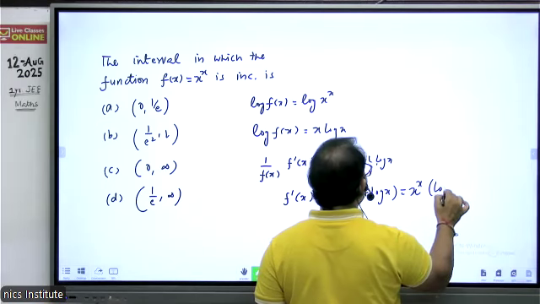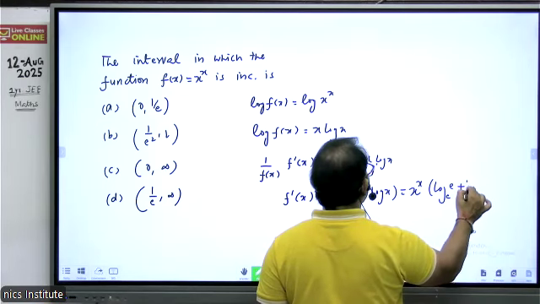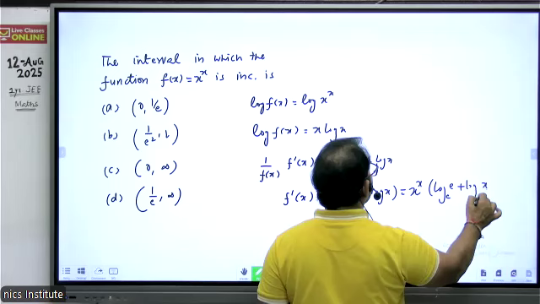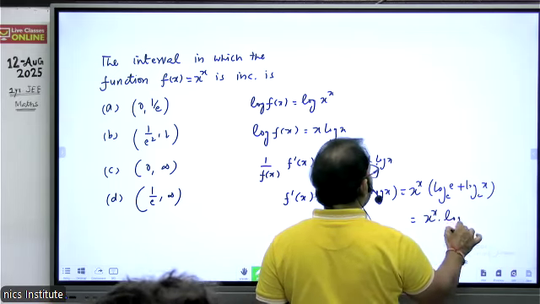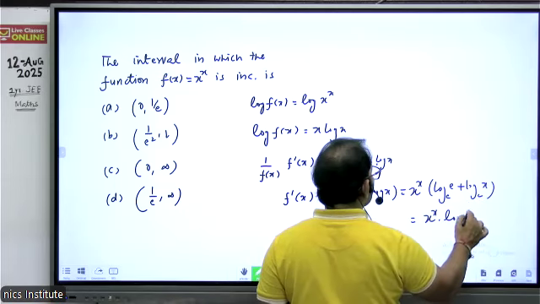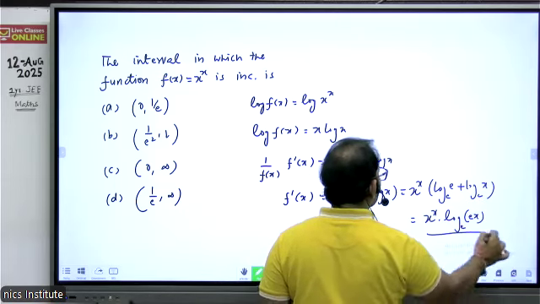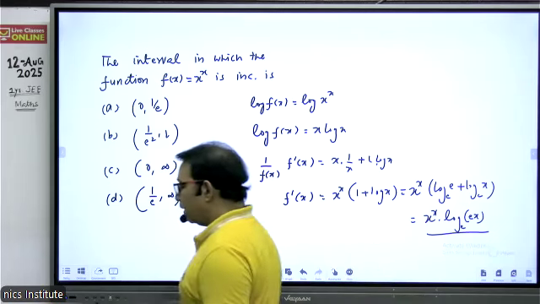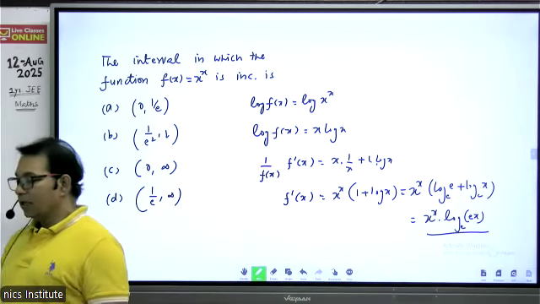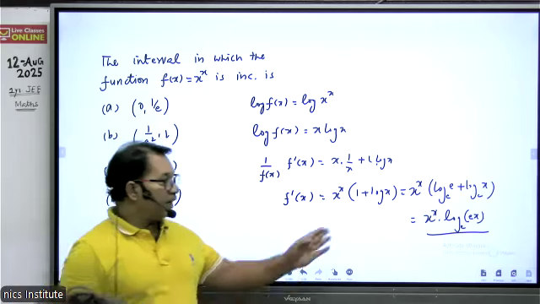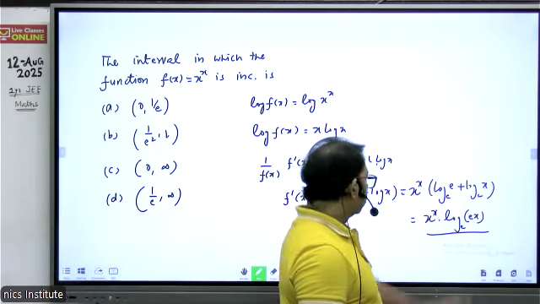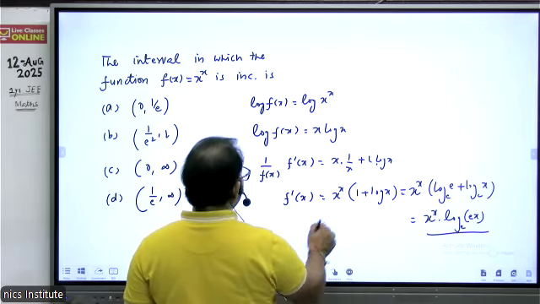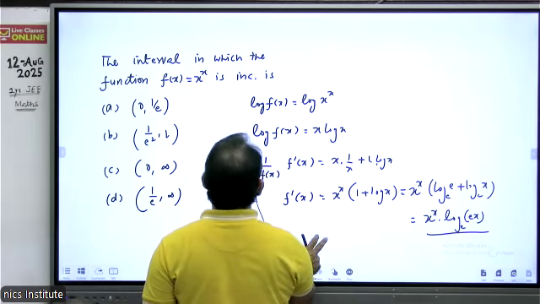1 you can always write as log e to the base e. Then you can apply the property also: log a plus log b is log ab. So this is also the same thing: x to the power x log of ex. It's not e to the power x, it's e into x. Log a plus log b is log a into b. So this is the derivative which you have to equate to 0.